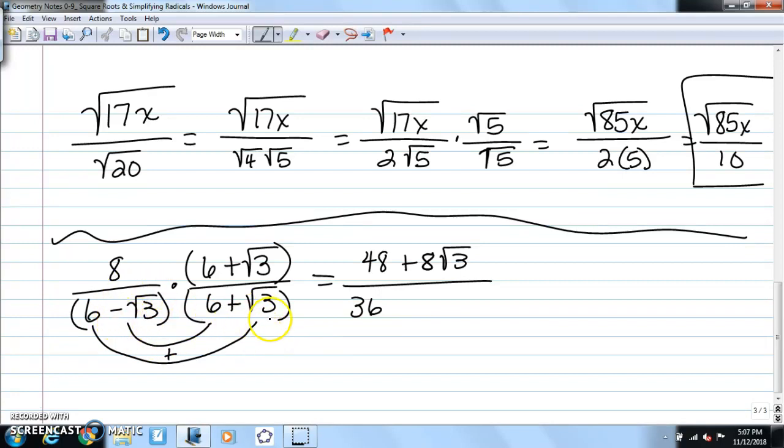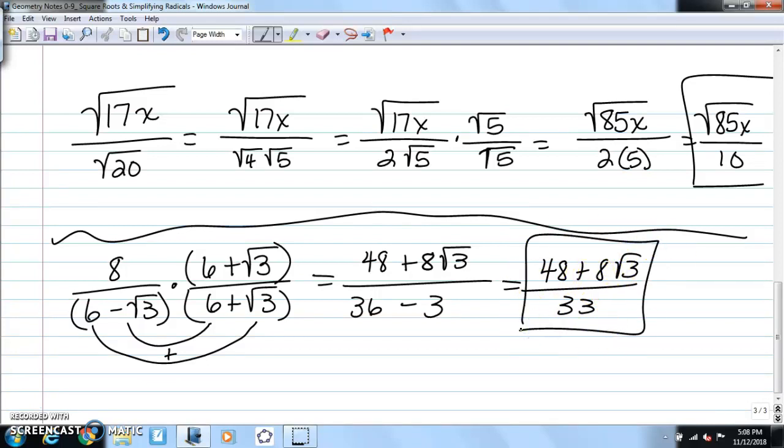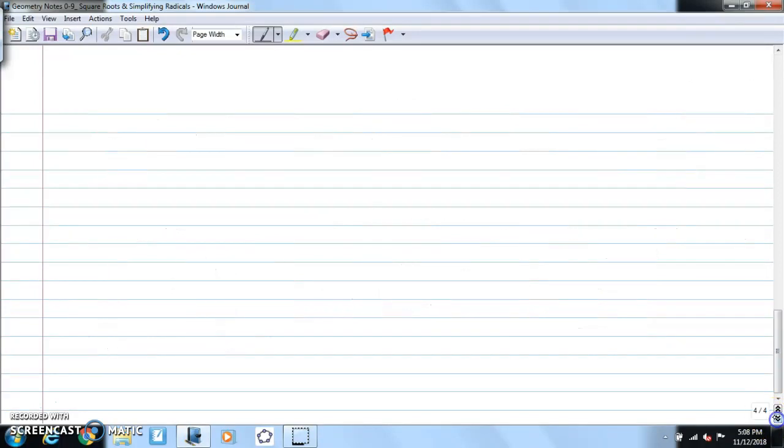And then the last times the last, negative 3, because square root of 3 times square root of 3 is 3. So we get 48 plus 8 square root of 3 over 33. Now, when you're trying to simplify something like this, if you take something out of one of these, you have to take it out of all of them. Do these all have something in common? Well, 33 is 3 times 11. The other terms don't have a 3 or 11 in them, so we're done. That's simplified. Okay? So, you try this one.